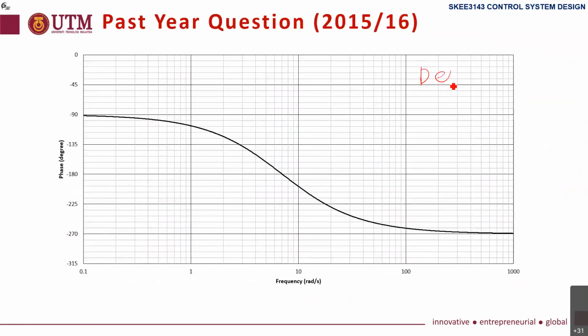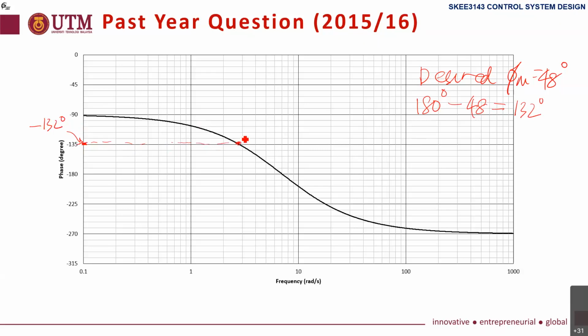Desired phase margin 48 degrees. Okay, so we know that the phase that we want is 180 minus 48, which is 132 degrees. 132 degrees is about here, 135 maybe here. Just the scale. Okay, 132. Let's say this is minus 132 degrees. So here.